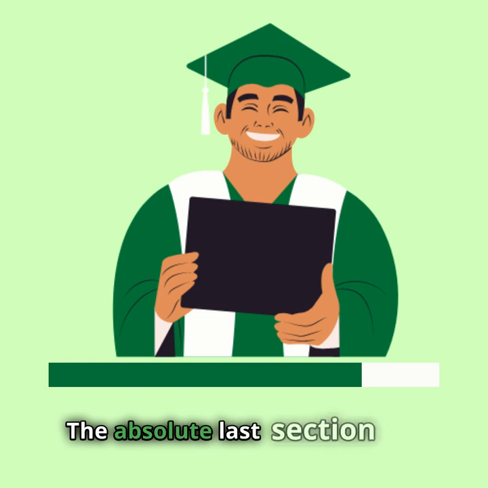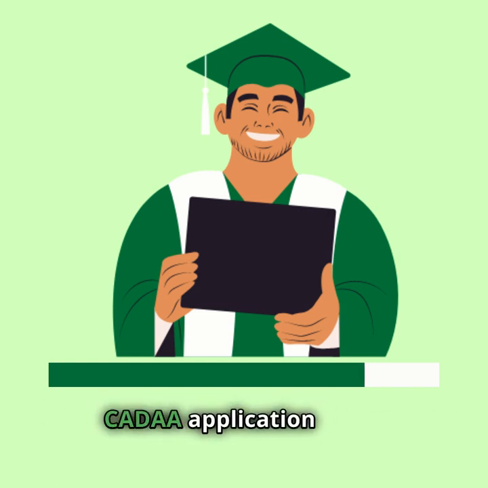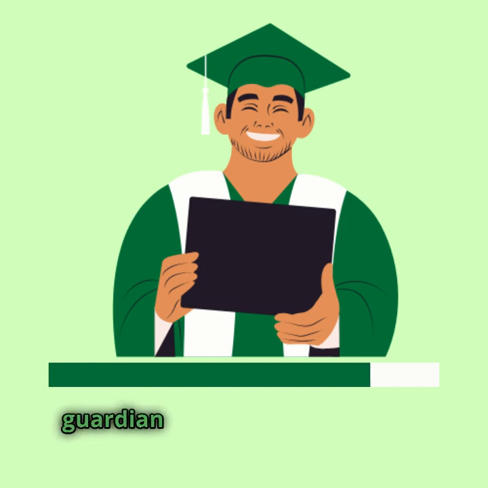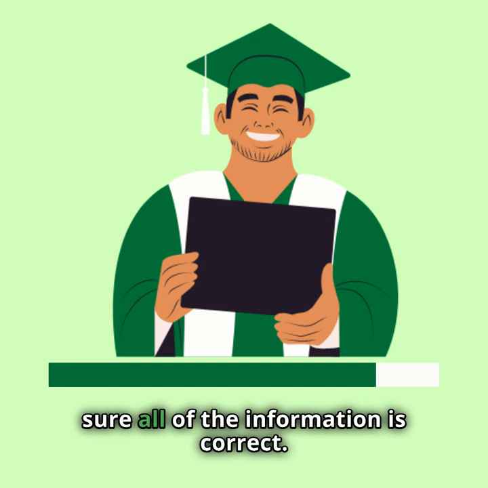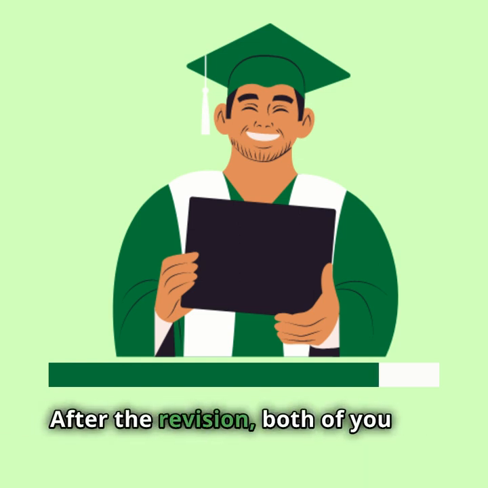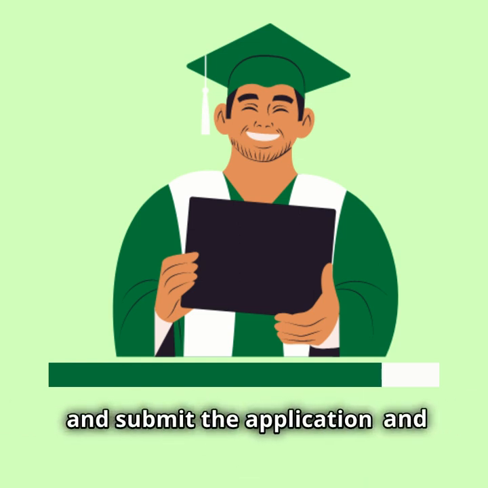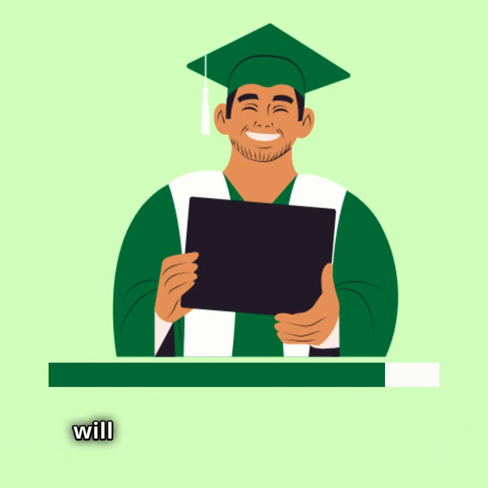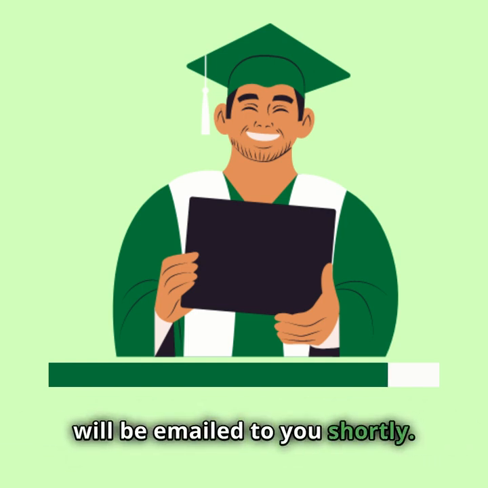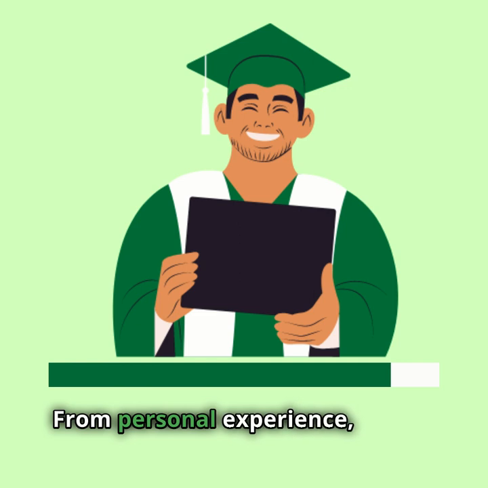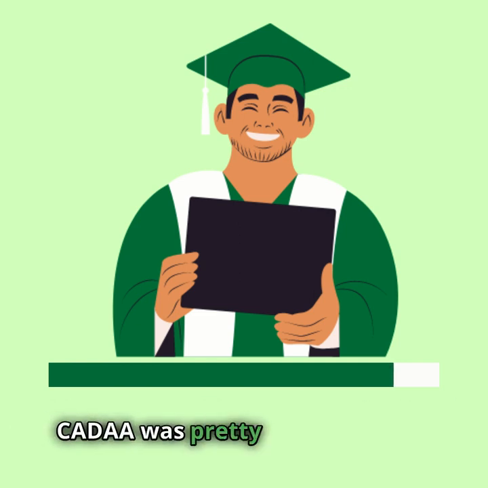The absolute last section of the CADAA application is the submission. This is where you and your parent or guardian will review your whole application, making sure all of the information is correct. After the revision, both of you will sign and submit the application, and your submission confirmation will be emailed to you shortly.